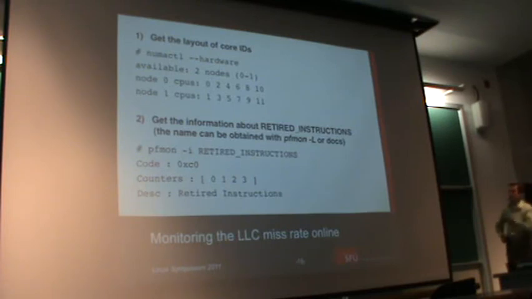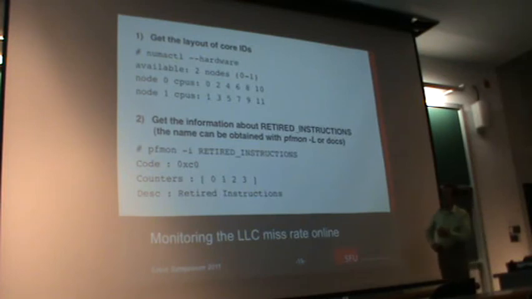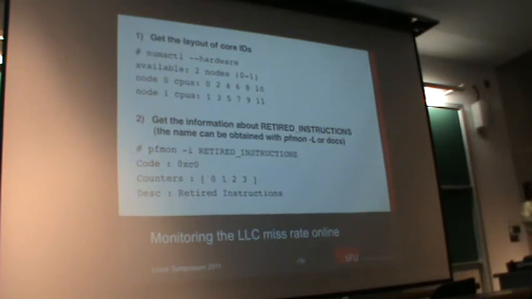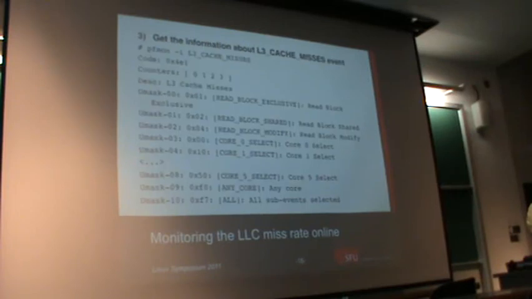Here I wanted to walk you through: use the NUMA package, determine the layout of the cores, and then determine the description of the events with perf1 in this case. And then just give you the information. If you're interested, you can read it in the paper. Everything there is presented. And then this is the information about the last level cache misses.